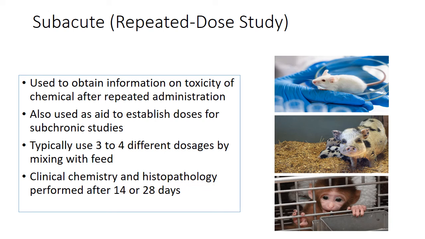Afterwards, you want to take the blood to look for biochemistry results. And afterwards, you also want to take the major organs in the body: the liver, the kidneys, maybe the GIT. And if you feel that there are some other organs that you want to take, you also take them for histopathological examination. And those are the main three that you would look at.